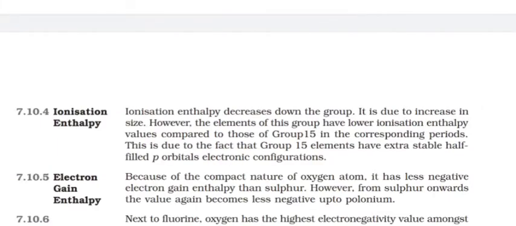Ionization enthalpy: ionization enthalpy decreases down the group. It is due to increase in size. However, the elements of this group have lower ionization enthalpy values compared to those of group 15 in the corresponding periods. This is due to the fact that group 15 elements have extra stable half-filled p orbitals electronic configuration.